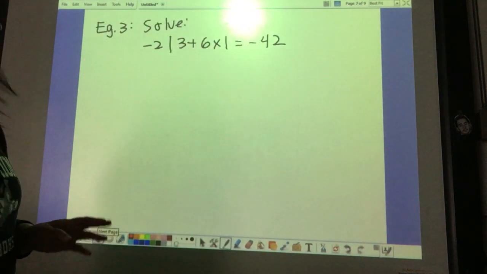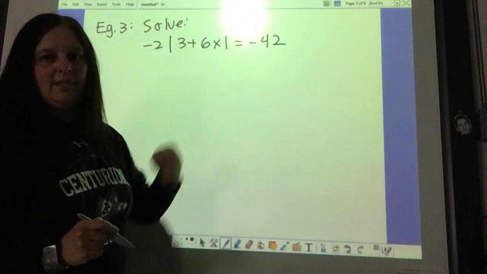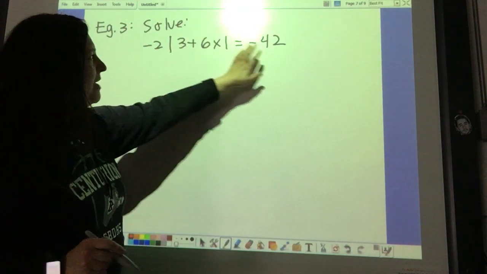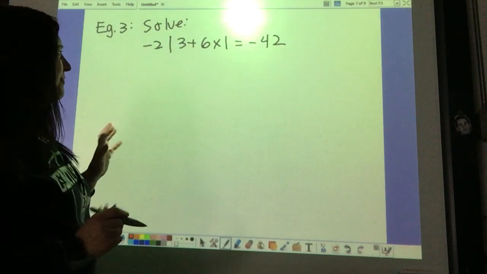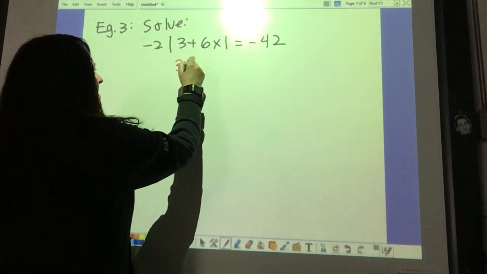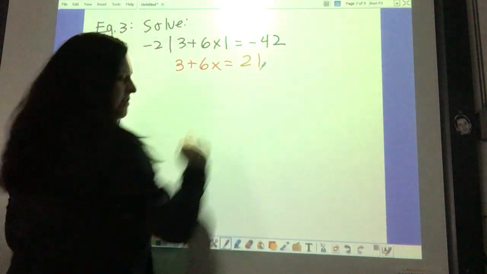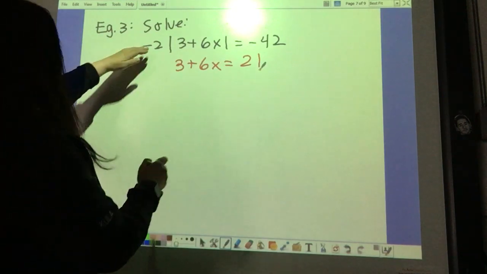Two more examples. Minus 2 times the absolute value of 3 plus 6x equals negative 42. Now we said that you can't have an absolute value equal to a negative, but we've got that negative 2 in front. So I'm going to do a pre-step. First, I'm just going to divide both sides by negative 2, so that should give me 21. So the first thing to do if you have a number like that is divide it out.